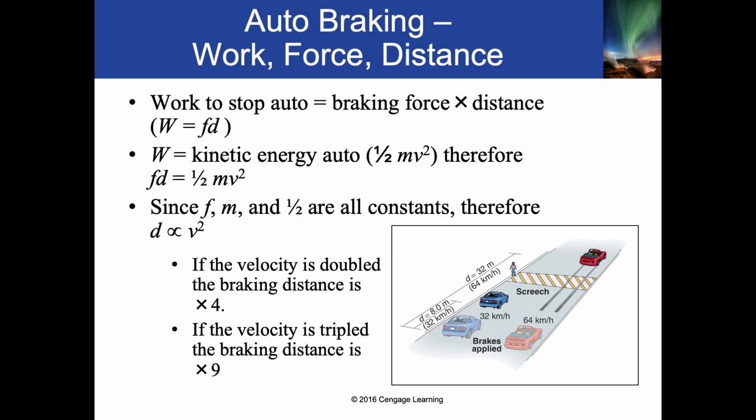So what that means is, let's say you were driving 30 miles per hour and you stopped. But then you were driving 60 miles per hour and then you stopped. The distance would be 4 times that of driving at 30 miles per hour. Does that make sense? It doesn't just double, it quadruples.